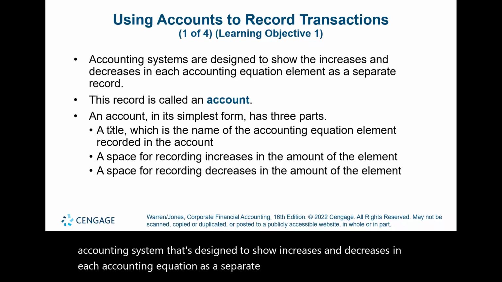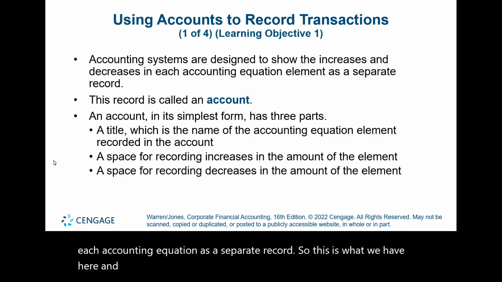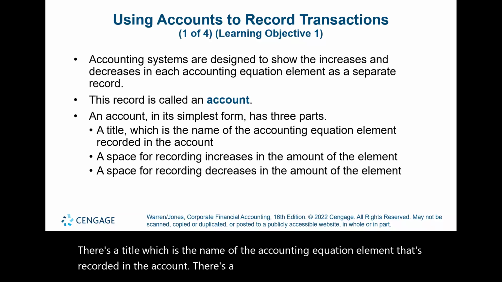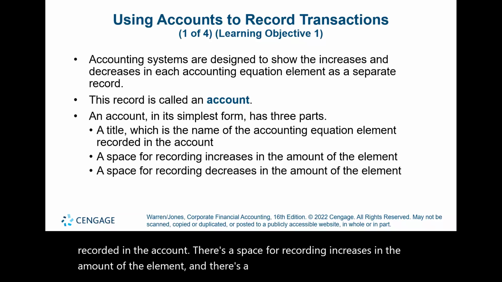So this is what we have here, and this record is called an account. An account in its simplest form has 3 parts. There's a title, which is the name of the accounting equation element that's recorded in the account. There's a space for recording increases in the amount of the element, and there's a space for recording decreases in the amount of the element.